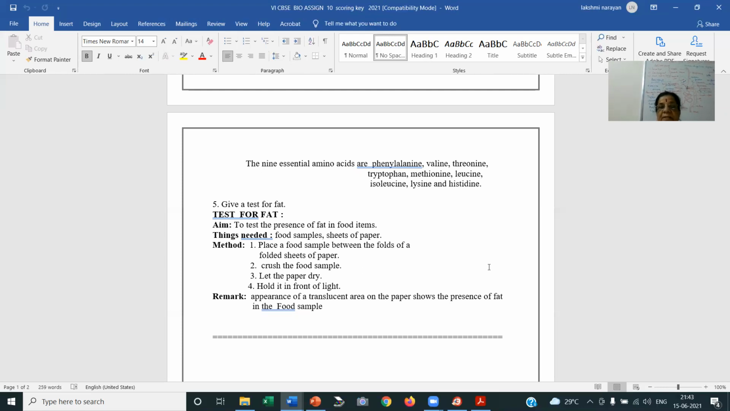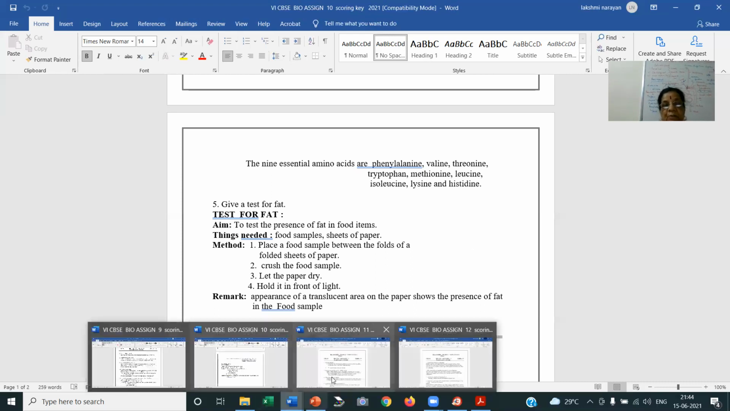Give a test for fat. The word translucent should be familiar. So I don't want to give a long test, I want you to take much time to complete the paper. Actually, to test the presence of starch, I wanted to give. You practice the test for starch. I hope you understand. So this is the test for fat.